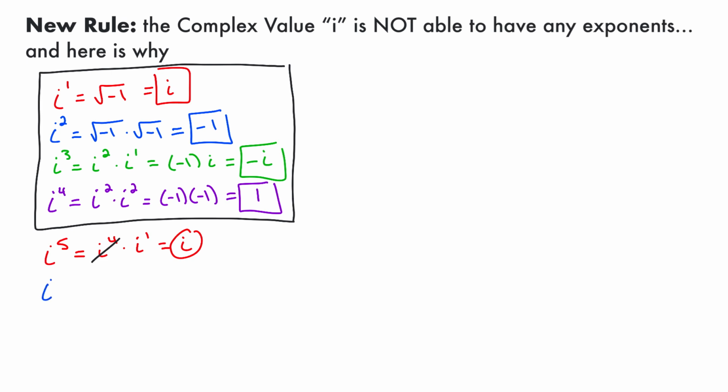I wonder what i to the sixth power is. That is i to the fourth times i to the second. And again, I already know what i to the fourth power is. That's 1. Therefore, this is just going to turn into i to the second power, which I also know is just negative 1.